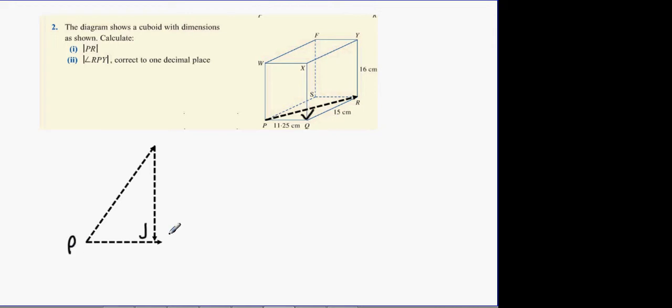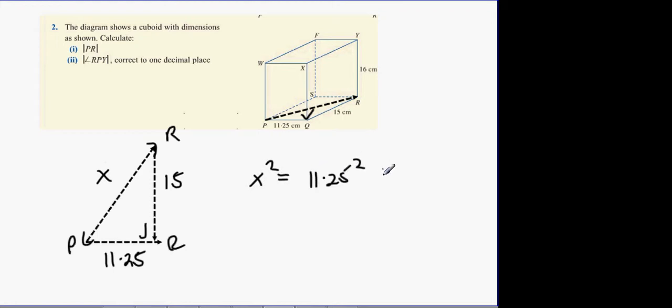This is P. This is Q. This is R. I know that this is 11.25. I know that this here is 15. Now all I have to do is find out what PR is. And I can call PR x. So x squared equals 11.25 squared plus 15 squared. What would that be in the calculator?